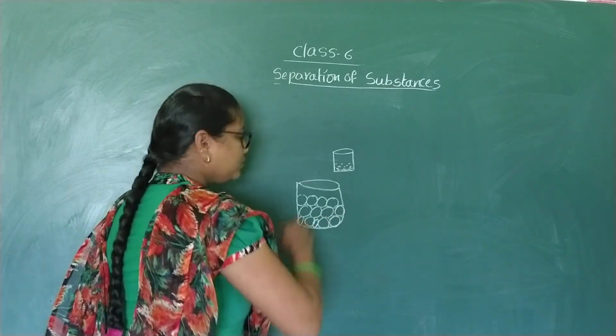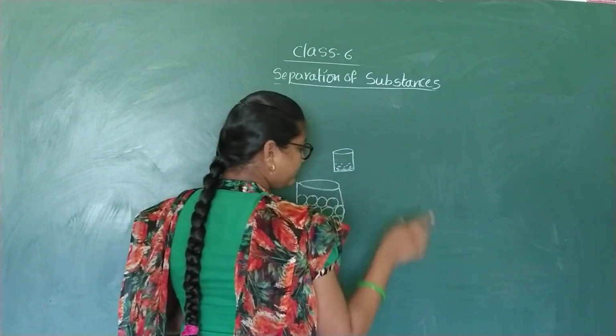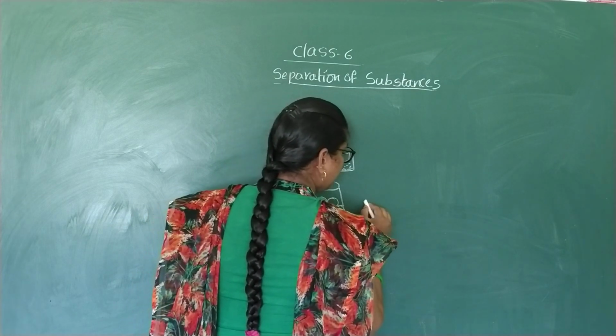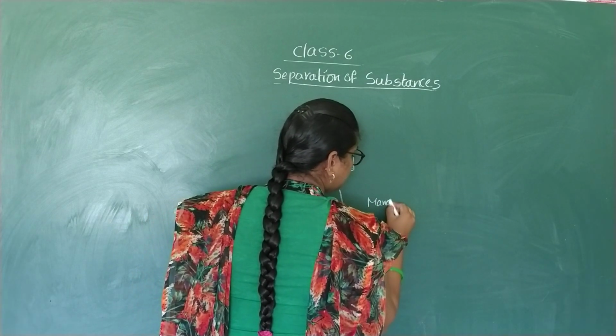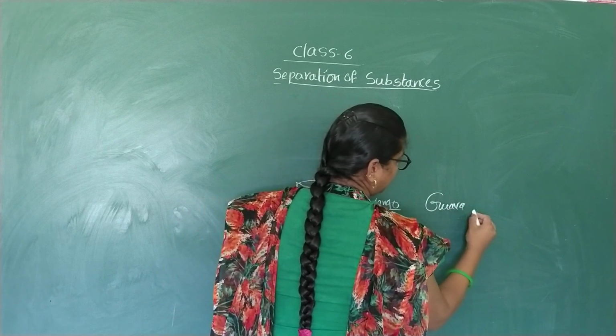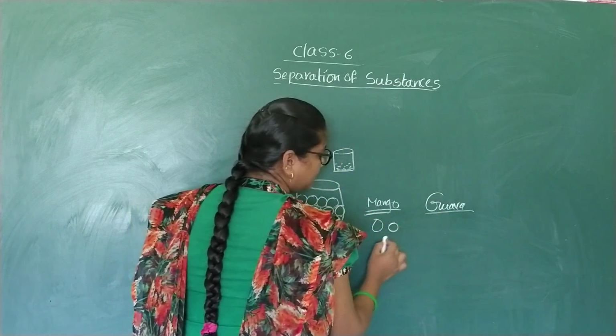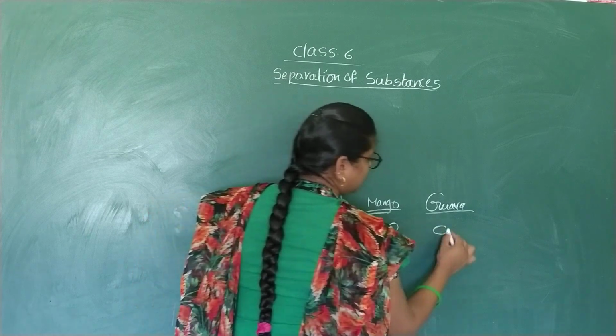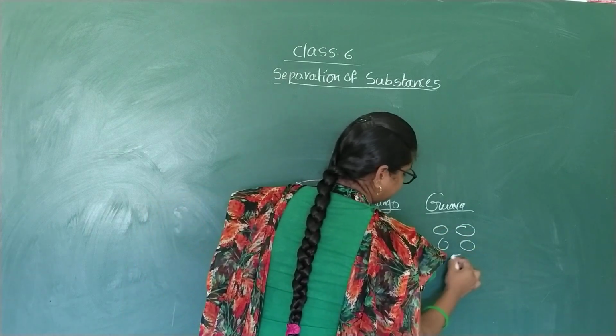And then by using hand we will separate them. Mangoes here and guavas here. Am I right? We will separate. These are the mangoes and these are the guavas.